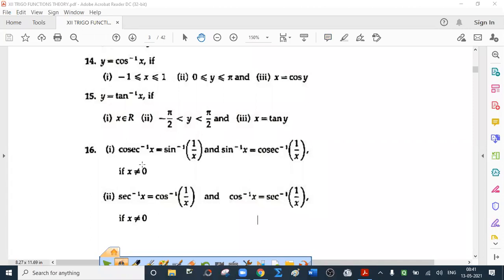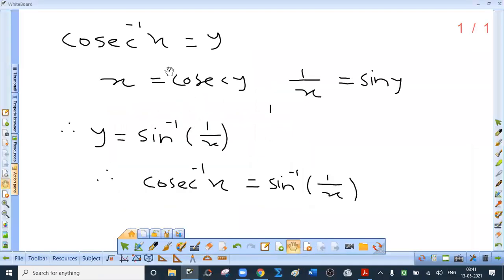Cosec inverse x. Many students think that cosec inverse x is 1 upon sine inverse x. That is absurd. Yes, cosec x is 1 upon sine x. That is true. But cosec inverse x is sine inverse 1 upon x. Same is true for other results also.